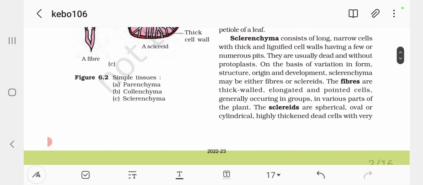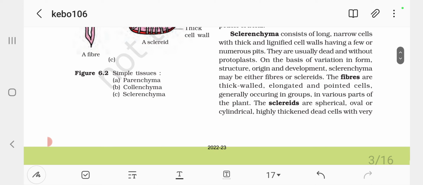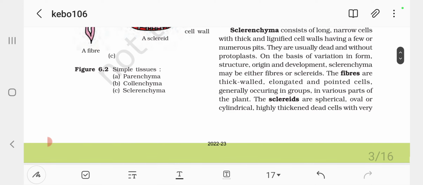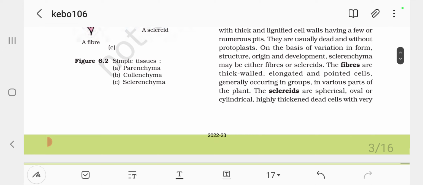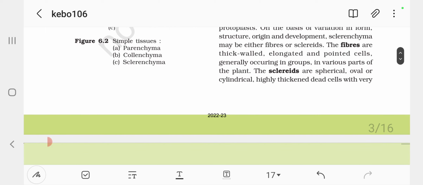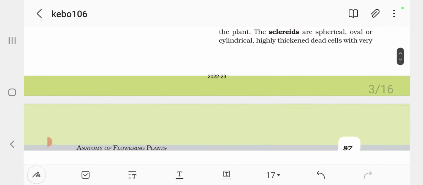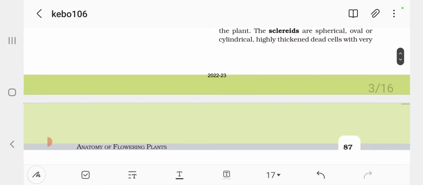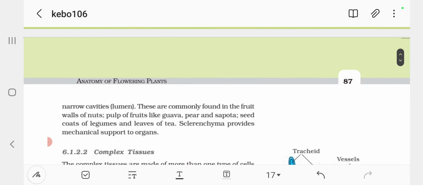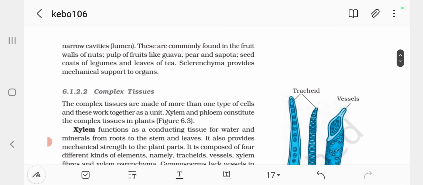petiole of leaf. Sclerenchyma consists of long, narrow cells with thick and lignified cell walls having few or numerous pits. They are usually dead and without protoplast. On the basis of variation in form, structure, origin, and development, sclerenchyma may either be fibers or sclereids. The fibers are thick walled, elongated, and pointed cells, generally occurring in groups in various parts of the plant. The sclereids are spherical, oval, or cylindrical, highly thickened dead cells with very narrow cavities (lumen).